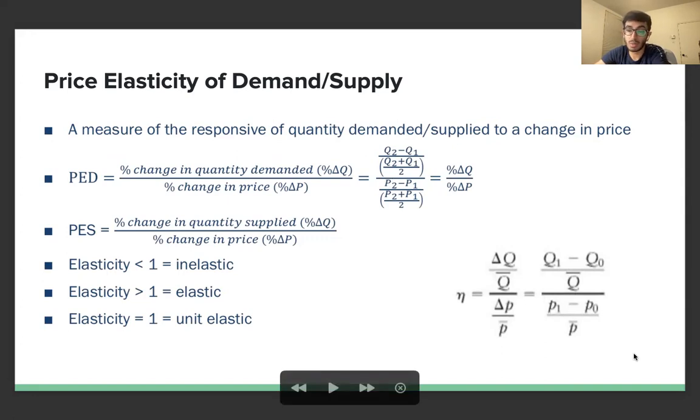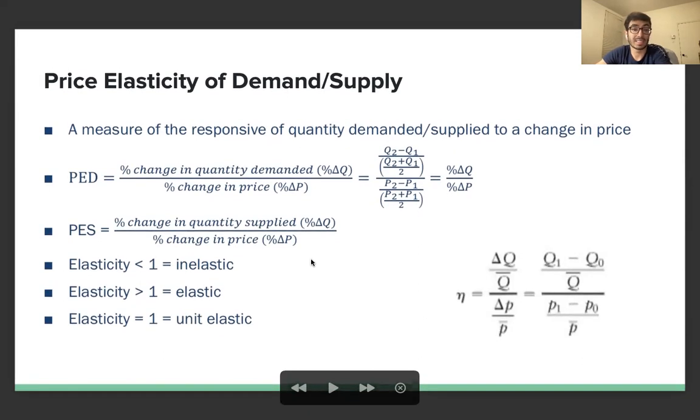And in the book, you would have seen a formula like this. This is the same as what's written on the slide. Q bar and P bar are just the averages of the 2 points we're trying to compare. And it gives a percentage change of the quantity with respect to percentage change in the price. Similarly in the case of supply. So in the case of demand, the price elasticity numerator would be percentage change in quantity demanded. And in the case of price elasticity of supply, the numerator would be percentage change in the quantity supplied.